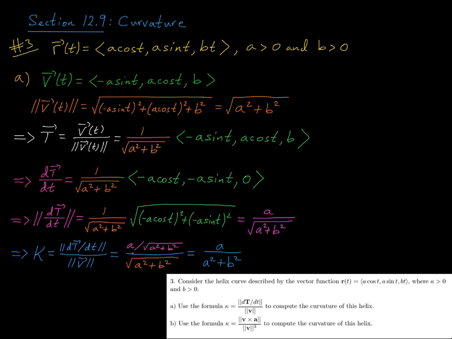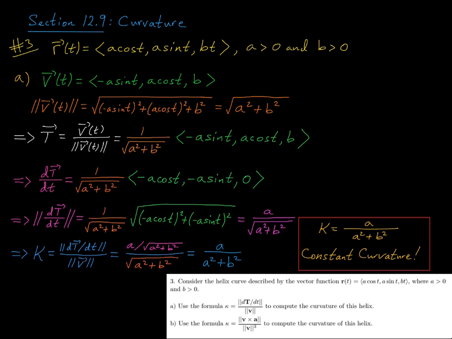All right, so now we can say that the curvature of the helix is the magnitude of this derivative vector, which we just found right here. It's a over this square root of a squared plus b squared, and we want to divide by the magnitude of the velocity vector, which we computed up here, is just the square root of a squared plus b squared, and this all simplifies to a over a squared plus b squared. So our conclusion here is that the curvature kappa for this helix curve is a over a squared plus b squared, and so in fact the helix has constant curvature.